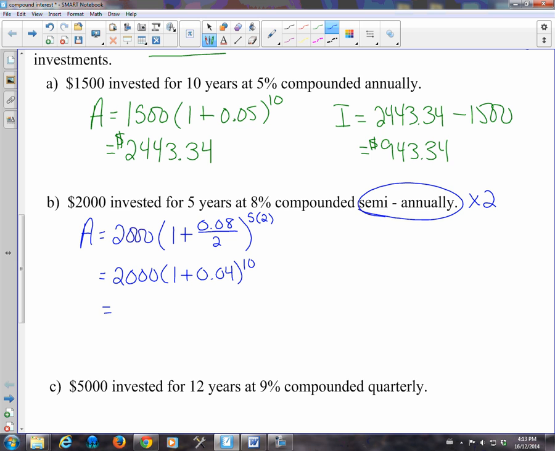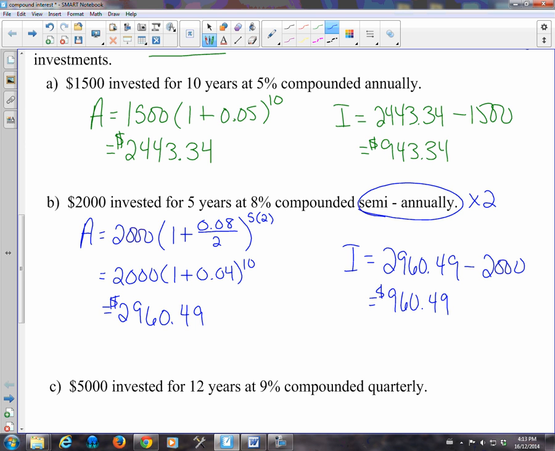And we can figure that out to be 2,000 times 1.04 to the exponent 10. So we have an accumulated future amount of $2,960.49. To get the interest, take the amount and subtract the principal. So we had $960.49 in interest.